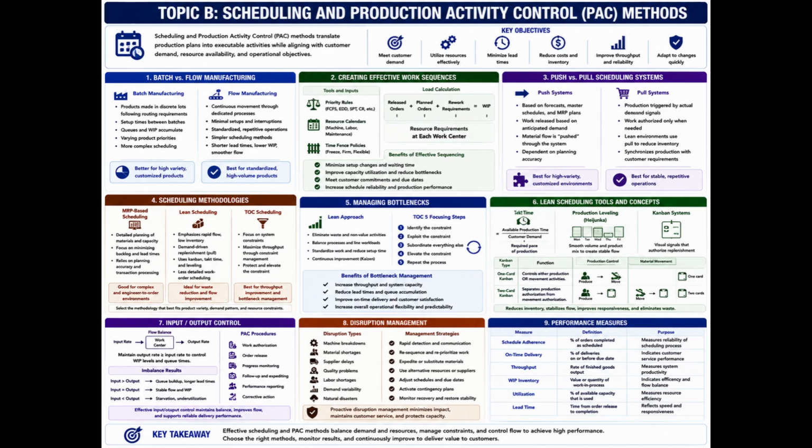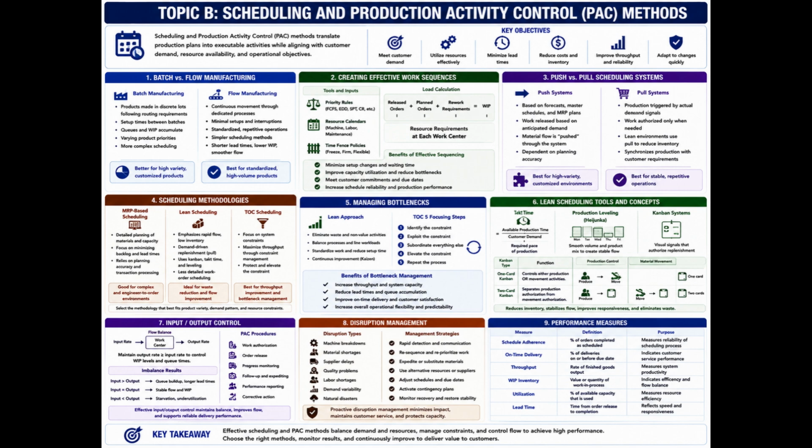Managing bottlenecks is a critical responsibility in both lean and TOC environments. In lean systems, bottlenecks are addressed through waste elimination, process balancing, standardized work, and continuous improvement initiatives. TOC views the bottleneck as the system's primary constraint and focuses improvement efforts on maximizing its utilization.